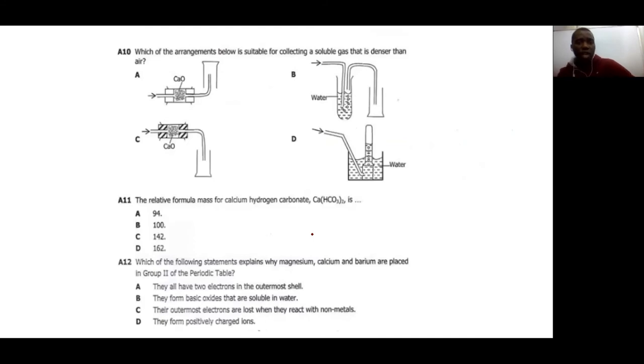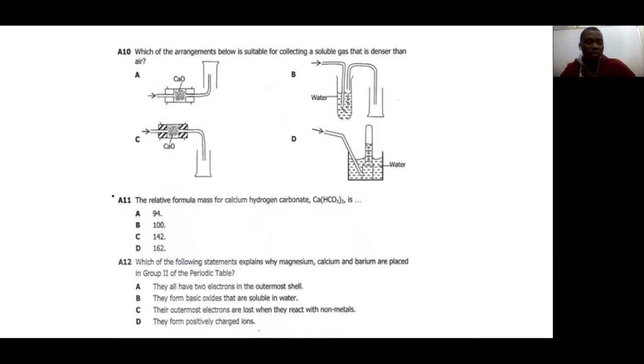Which of the arrangements below is suitable for collecting a gas that is denser than air? Okay, a gas that is denser than air. For a gas that is denser than air, it should be collected by what we call downward displacement of air. I think in the next segment, I'll talk more about question 10 so that I'll be able to explain what each of these terms is supposed to mean. So we'll leave this one hanging just a bit. There's something that I need to explain.